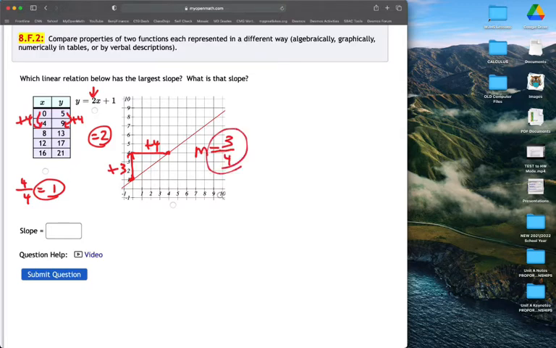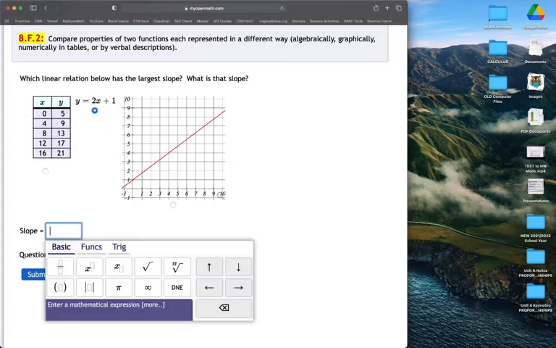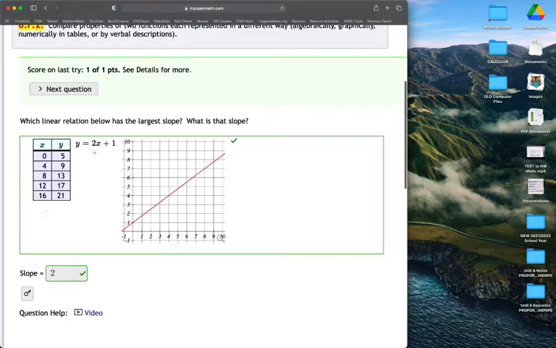So the question was, which of these has the largest? Well, clearly, that would be the equation. And then that particular slope happens to be a 2. So let me take off my writing here, select 2, or the equation, and put it in, and we can see that that is correct.